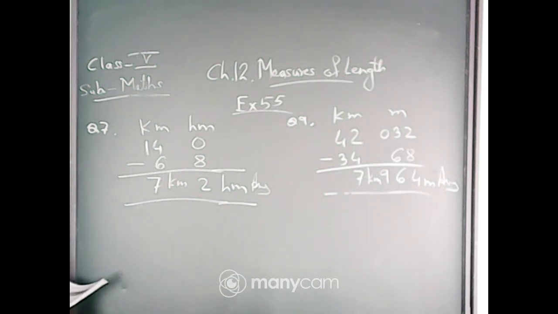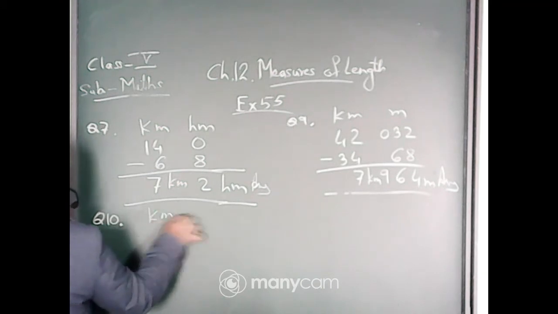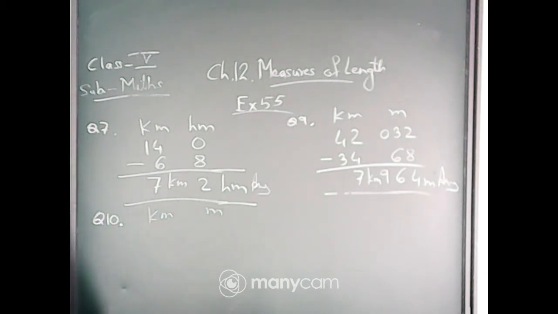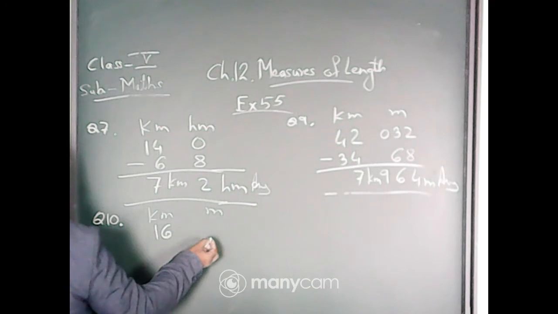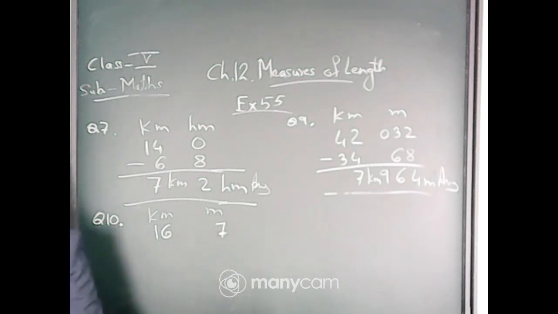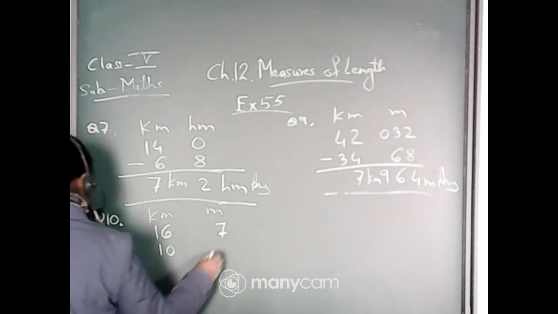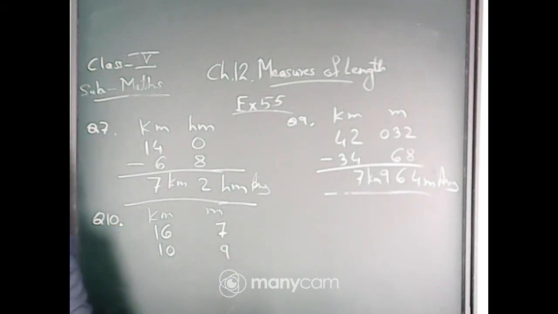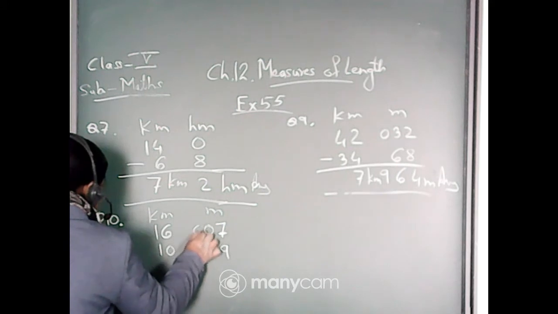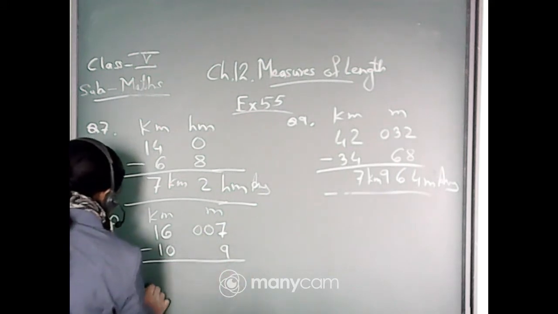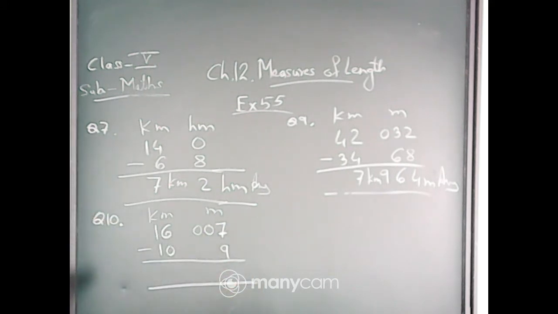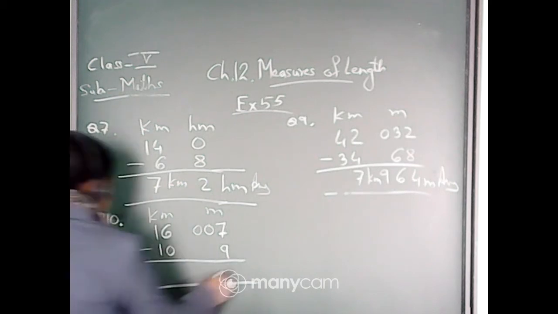Now come to question number 10. Kilometer and meter. It is given 16 kilometer 7 meter, and subtraction by 10 kilometer and 9 meter. As usual you will add 0 here, and then you will subtract, isn't it?